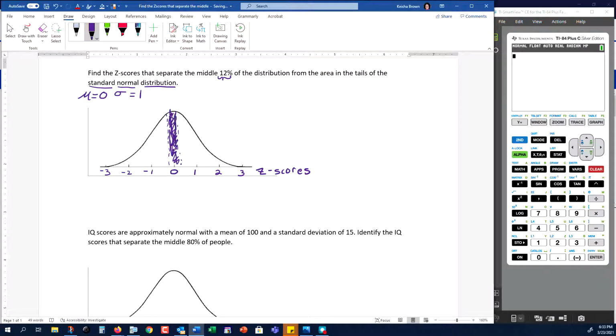So our area is 12%. This is 12%. And we want to know, what are the z-scores? What are these numbers at the bottom that are associated with that spot?